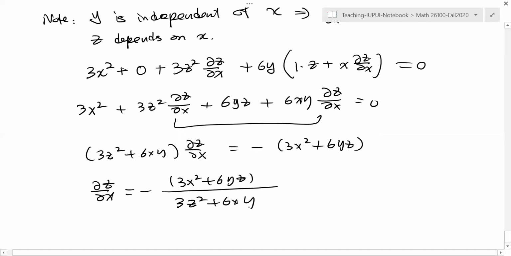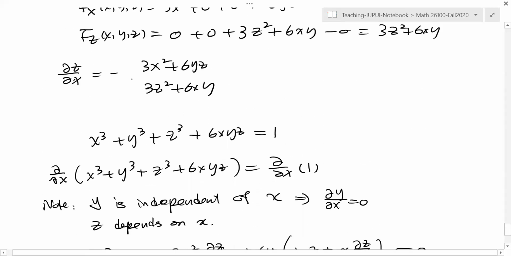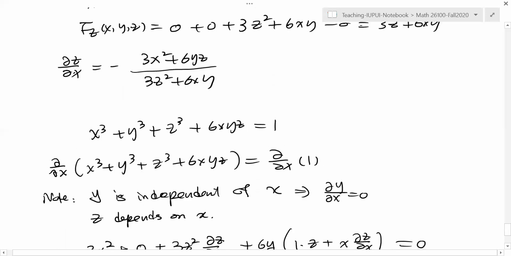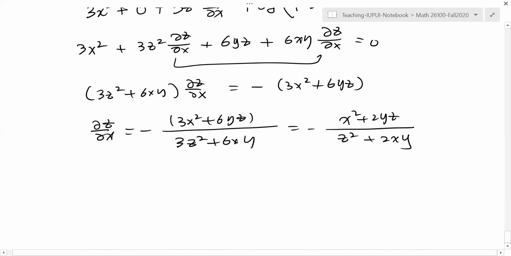I think you can simplify a little bit. Divide the numerator and denominator by 3. So you get x squared plus 2yz over z squared plus 2xy. I'm not sure we get the same answer. Let's double check. Yes, the same. I didn't even simplify it here, so after you simplify, the 3 should be gone. All right, so that's it for today's class.